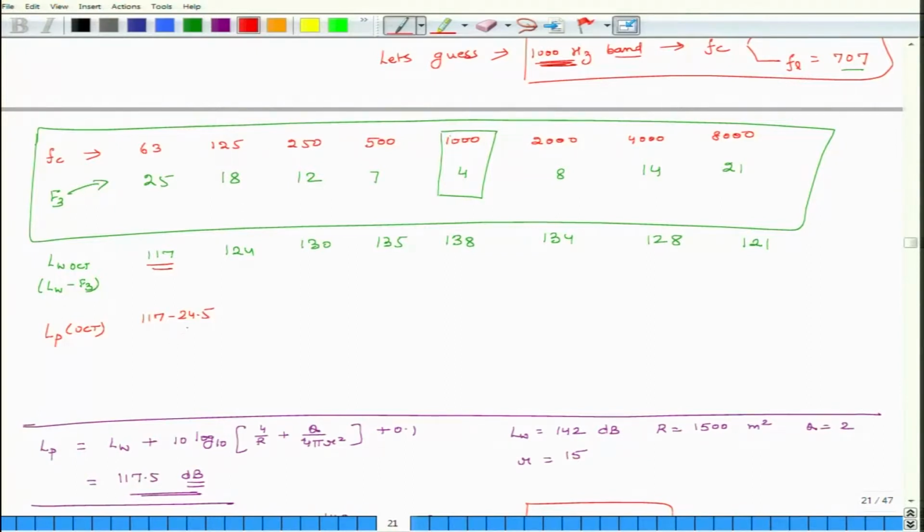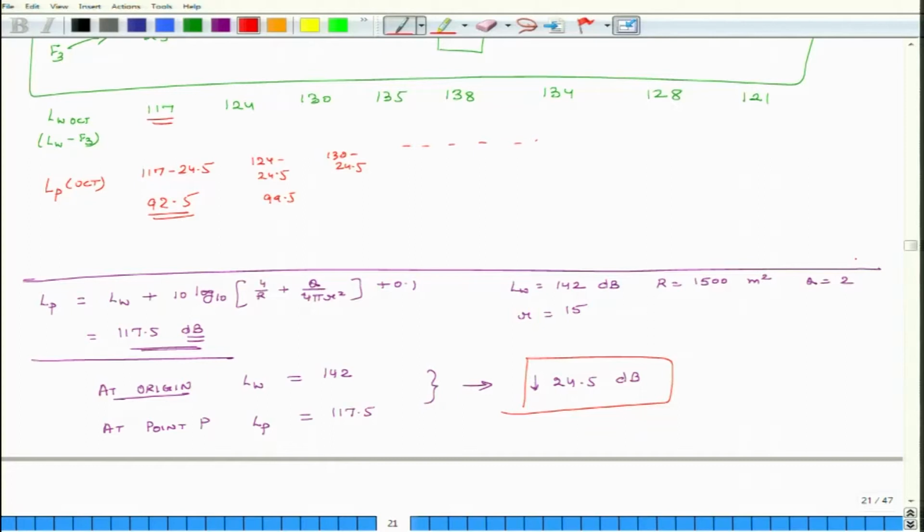So, this comes to 92.5. Similarly, here also you do 124 minus 24.5, so that is 99.5, then 130 minus 24.5, and so on and so forth. Why can I directly do these subtractions?